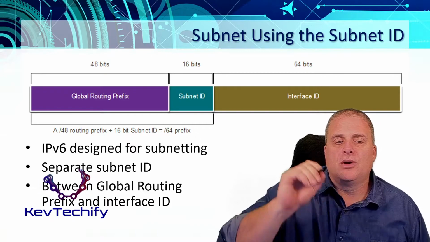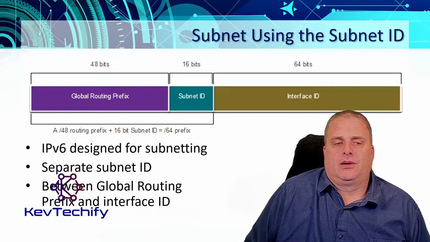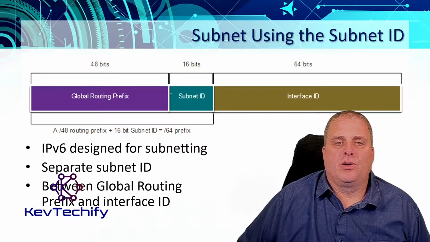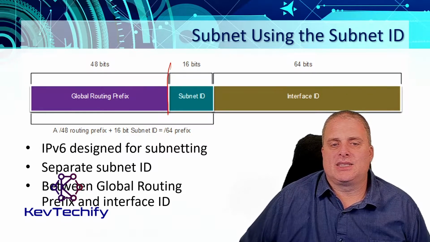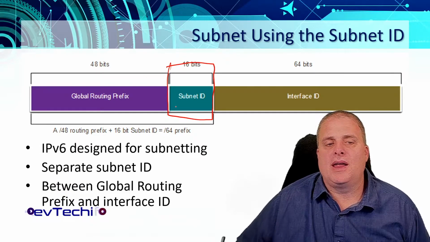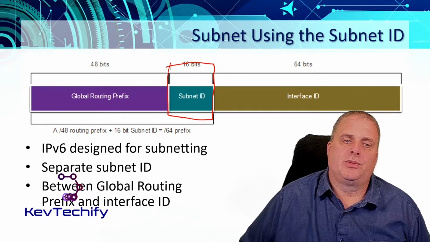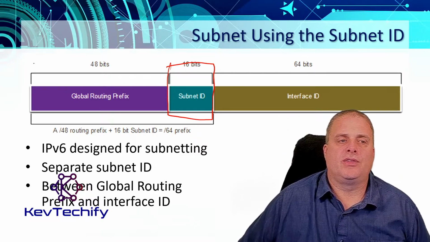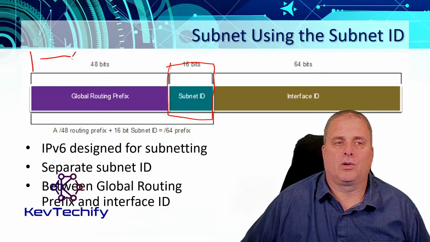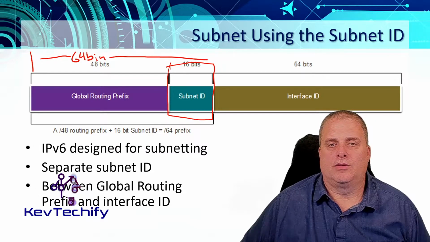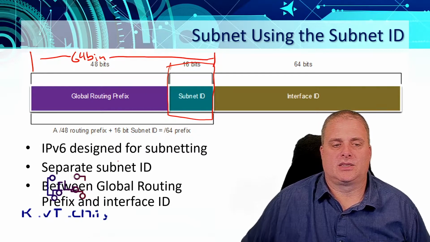IP version 6 was designed for subnetting. It has a separate subnet ID. If you look at the 64 bits, it is 16 bits here that fall right at the end of the 64 bits of our network portion. It's between the global routing prefix and the interface ID, but it is still part of the 64 bits of our network portion.